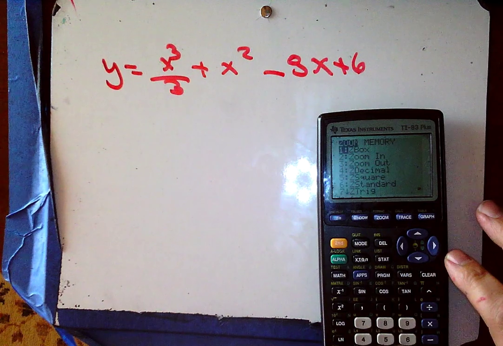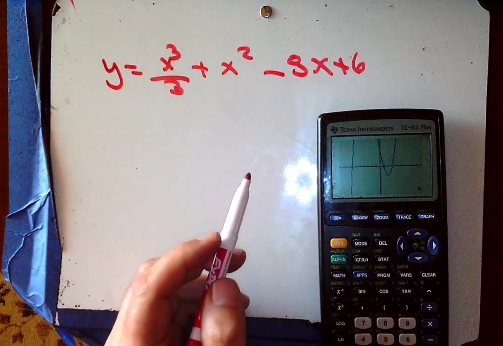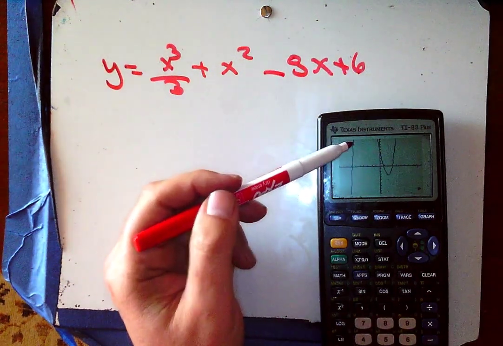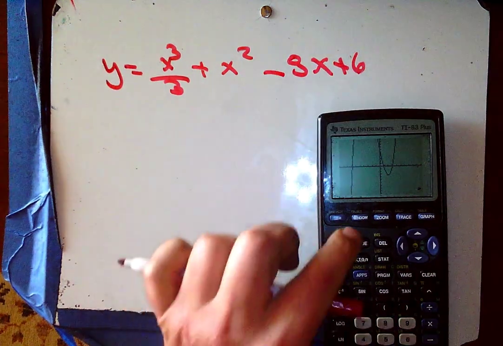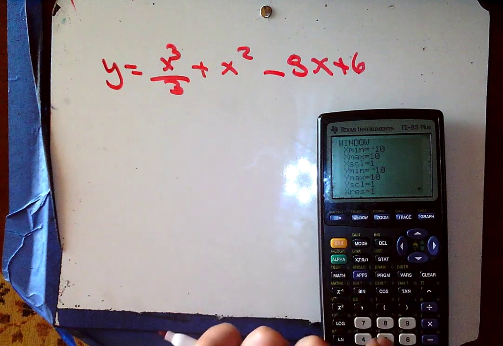And I'm just going to try the standard zoom window, so I did zoom 6. And I see some things, but I don't see this up here. So I think I should probably push my y max higher. So I'm going to go to window, I'm going to make my y max go up to 50 in steps of 5.